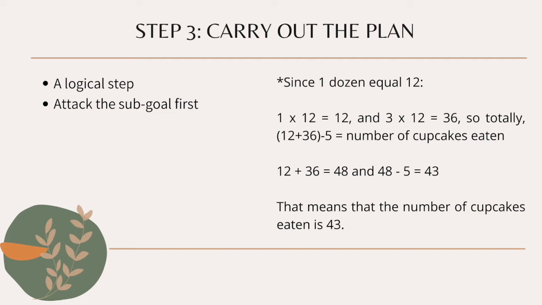Since 1 dozen equals 12, 1 times 12 will be equal to 12, and 3 times 12 will be equal to 36. So totally, the quantity 12 plus 36 minus 5 will be equal to the number of cupcakes eaten. That means that there are 43 cupcakes that were eaten by the visitors during the party.